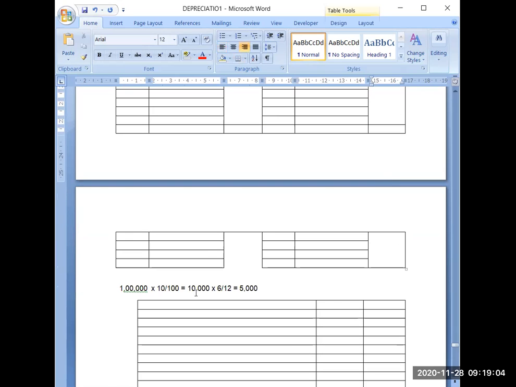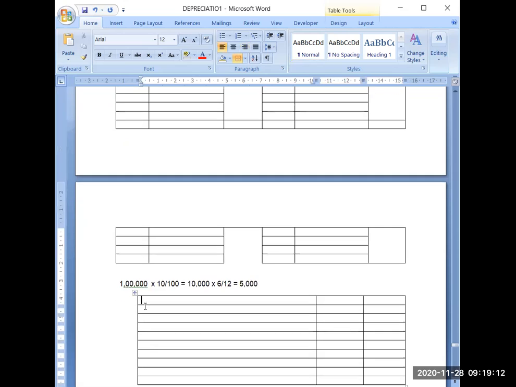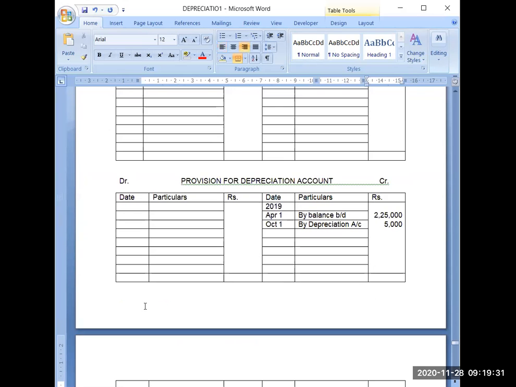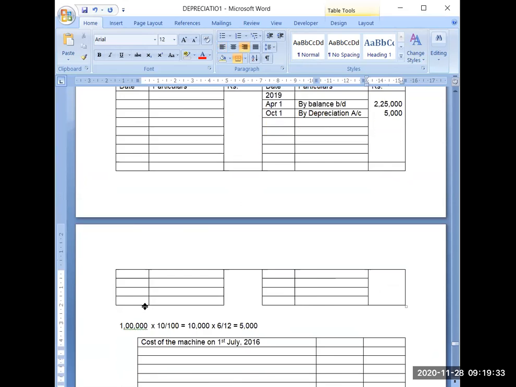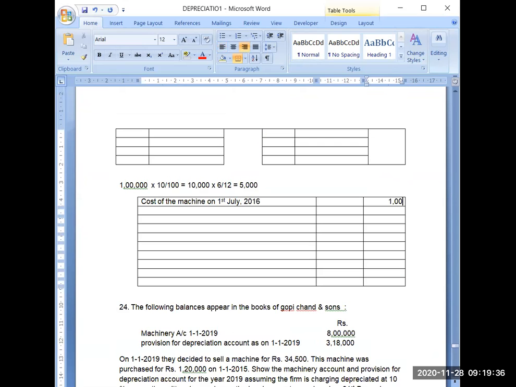Now we need to calculate the total depreciation charged on it. So what we will do, we will just calculate the written down value also here. So the cost of the machine on 1st July 2016, and the cost was 1 lakh. Now we will be charging its depreciation.